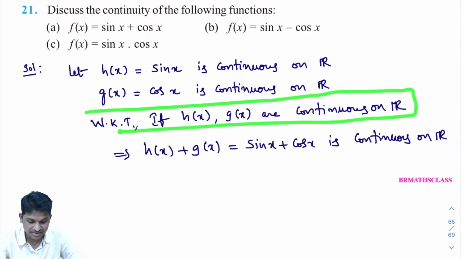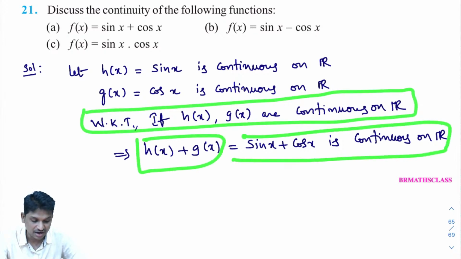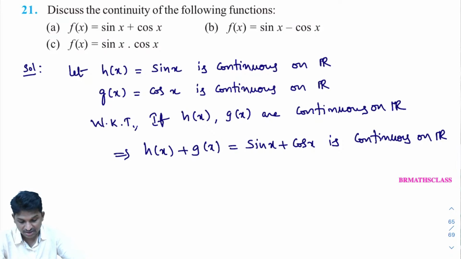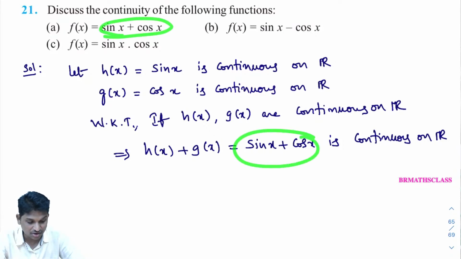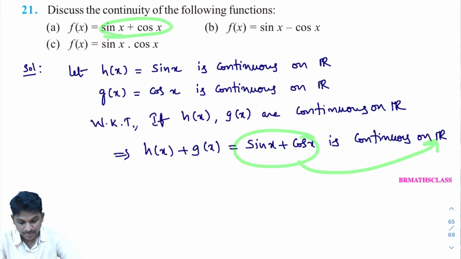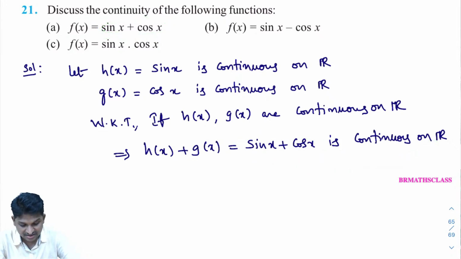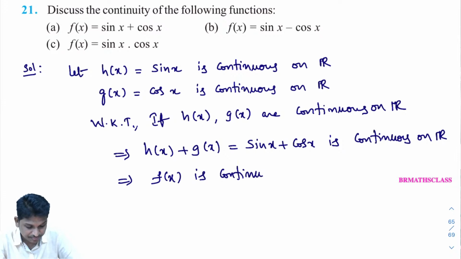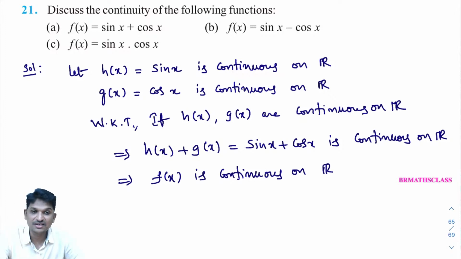If h of x, g of x are continuous on R, then h of x plus g of x is continuous on R. So here what they are asking in the question, f of x is sin x plus cos x. Sin x plus cos x is continuous on R? Yes, it is continuous on R. So sin x plus cos x is what? That is f of x. That implies f of x, that means the given function, is continuous. f of x is continuous on real numbers. I hope you understand this.